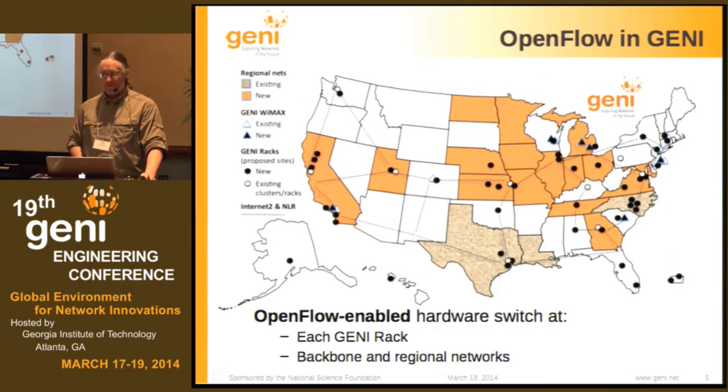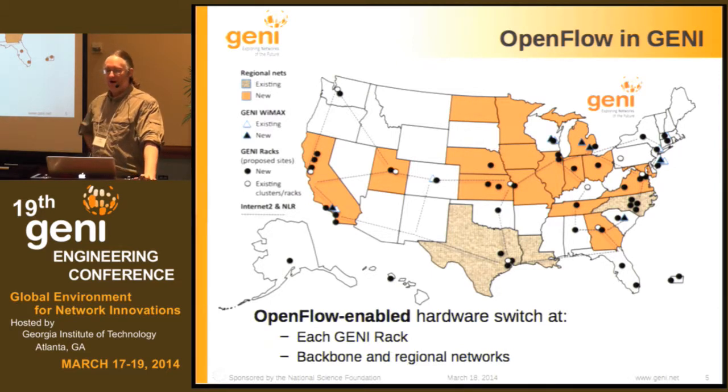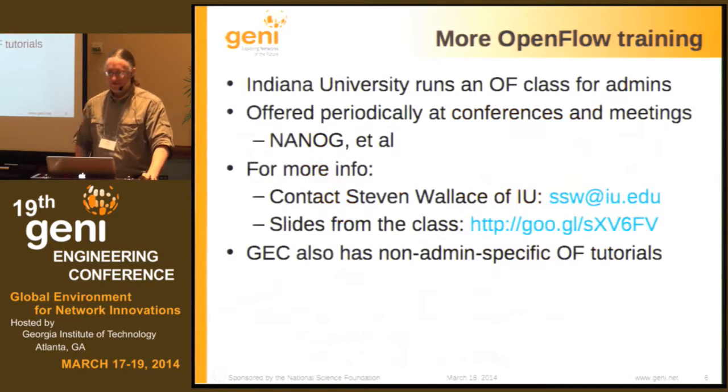So here are some places where OpenFlow is in GENI. You've seen this picture 100 times or more at this conference alone, and probably before then too. But in particular, the takeaway for this talk is there is an OpenFlow-enabled hardware switch at each GENI rack, both InstaGENI and ExoGENI, and the new Dell and Cisco racks will also have OpenFlow hardware switches. I'm not as sure about Cisco, but I think they're going to. And the backbone and regional networks also have hardware OpenFlow switches. So that's where those are in GENI.